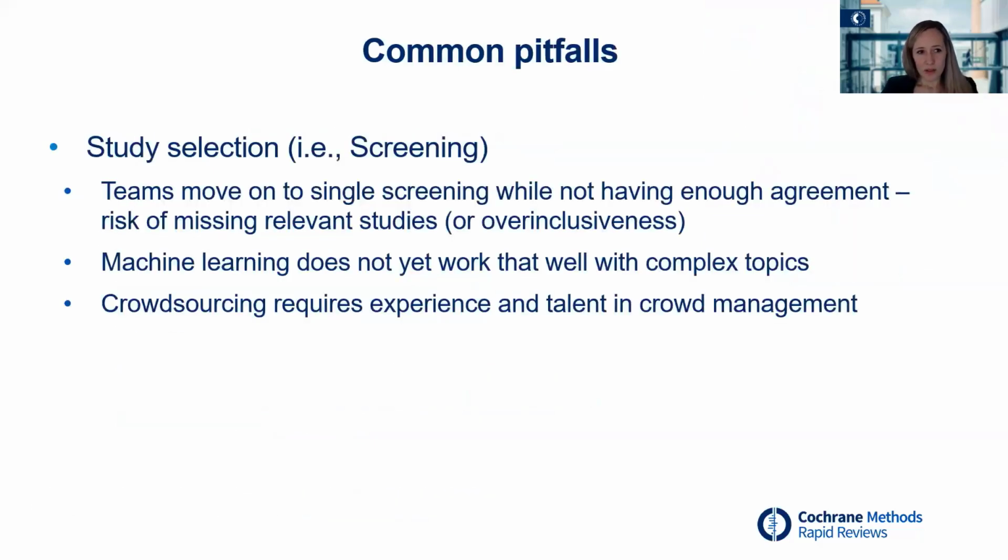So common pitfalls within study selection are that teams move on to single screening while not having enough agreement. I already talked a little bit about this. This includes two risks. You can have the risk of missing a relevant study or many relevant studies, but you can also have the risk of over-inclusiveness. For example, if you have team members who are afraid of missing a study and include everything where they are not sure, this means you have to find all the full text for these records and then screen the full text, which is very time-consuming in the next step.